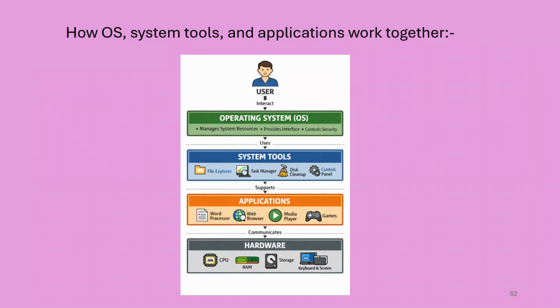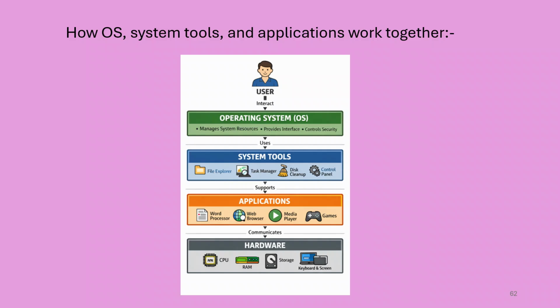So now, how OS, system tools, and applications work together. I've got a little diagram for you because a picture speaks 1,000 words. So you've got the user, that's the computer user. The user interacts with the operating system. The operating system that I have on my computer is Windows. The operating system manages resources, provides the interface, and controls security. And then the operating system uses system tools such as File Explorer, Task Manager, Disk Cleanup, and the Control Panel.